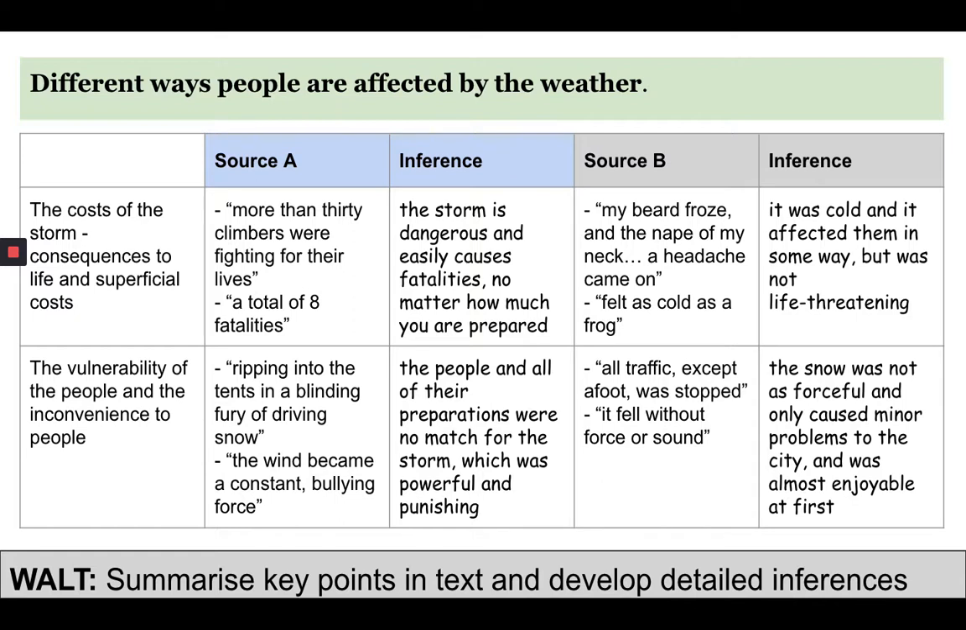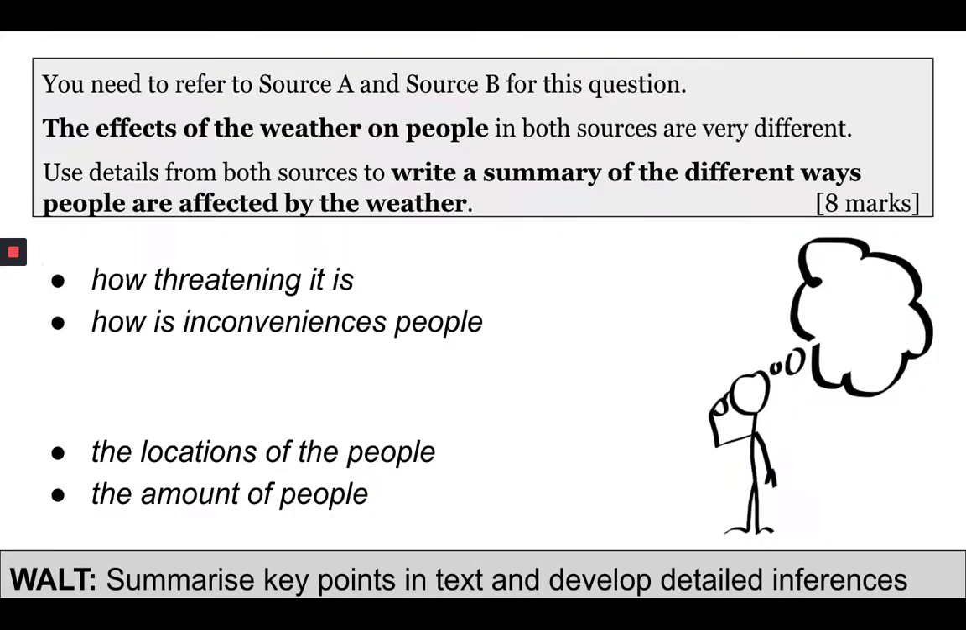And the same thing, like how in source B, what does the snow do? It just inconveniences people, so like all traffic stopped. It says that there were no cabs, no omnibuses, no wagons at all. So it caused some minor disruption to the city, and people couldn't get about, but people still walk around because it was only 6 to 8 inches. Okay, it fell without force or sound, so it almost sounded enjoyable to me, and it didn't affect any people. Okay. So those are just some ideas, me talking through my thought process.